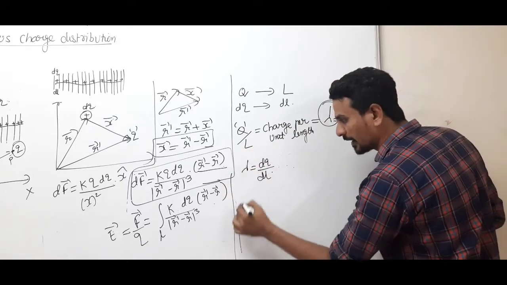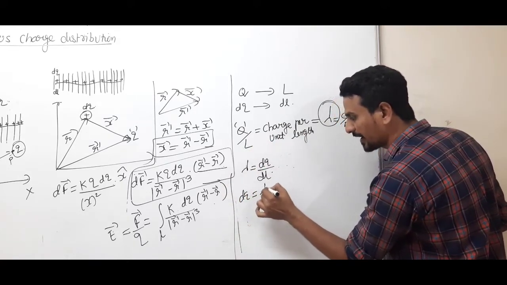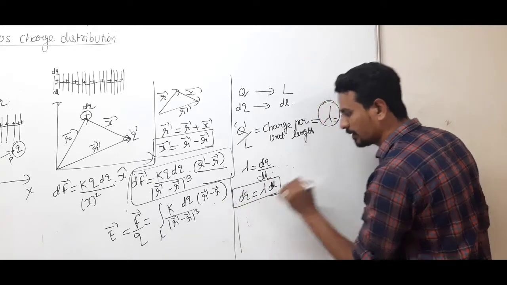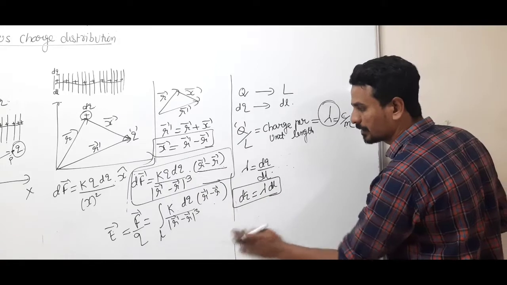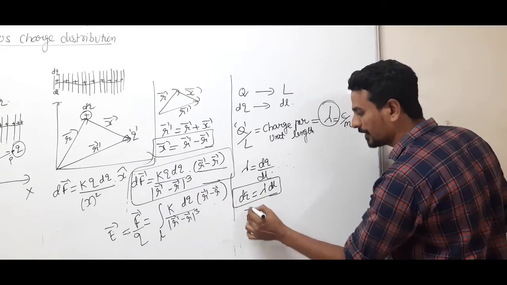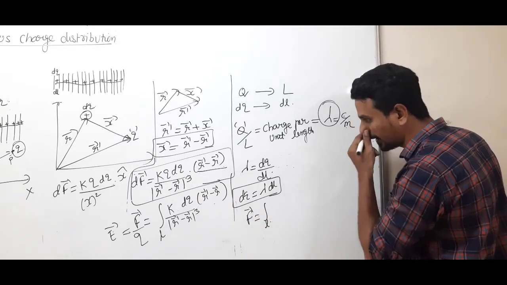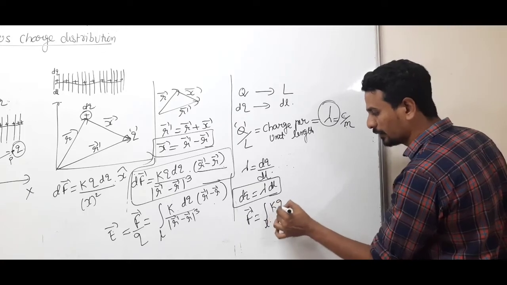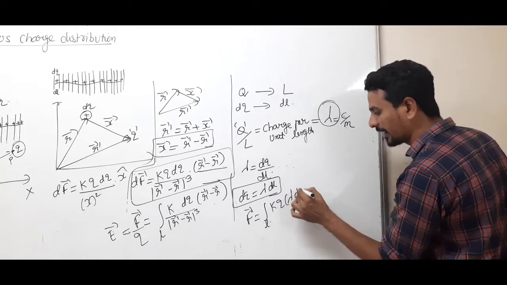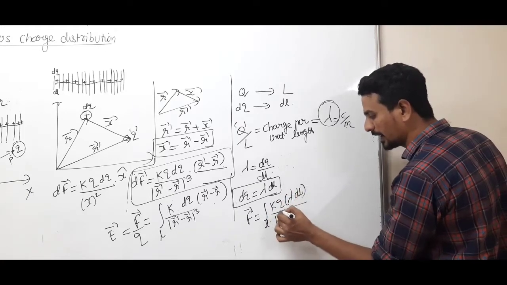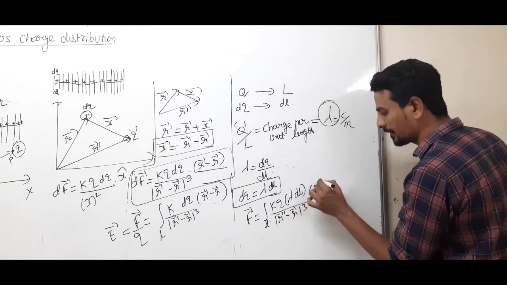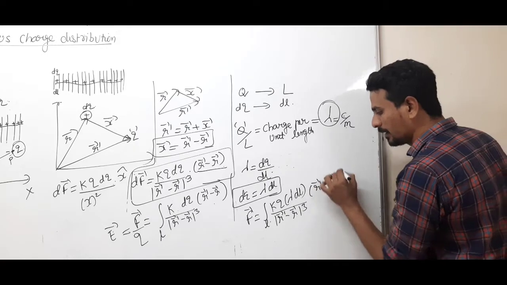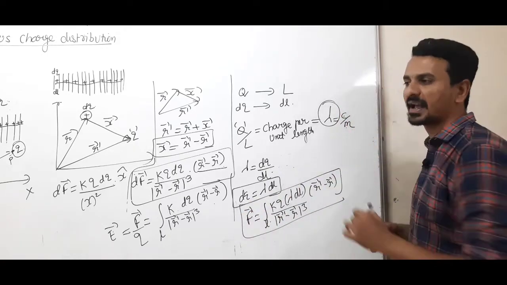So from this I can write dq equals lambda into dl. Let us substitute over here. So total force F will be integration over the length L, K, Q, instead of dq I am writing lambda dl upon |r' minus r| the whole cube, times (r' minus r). Got it? This is how we will calculate the force.